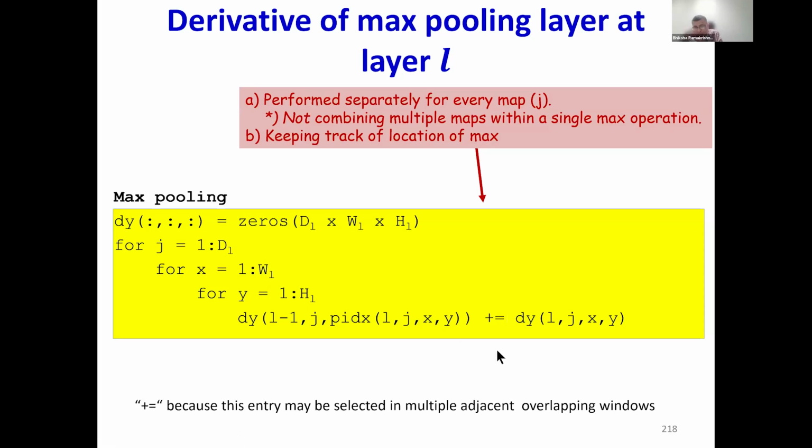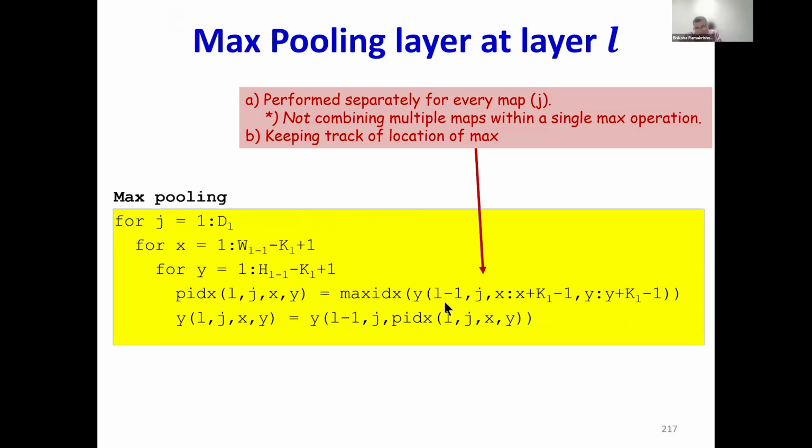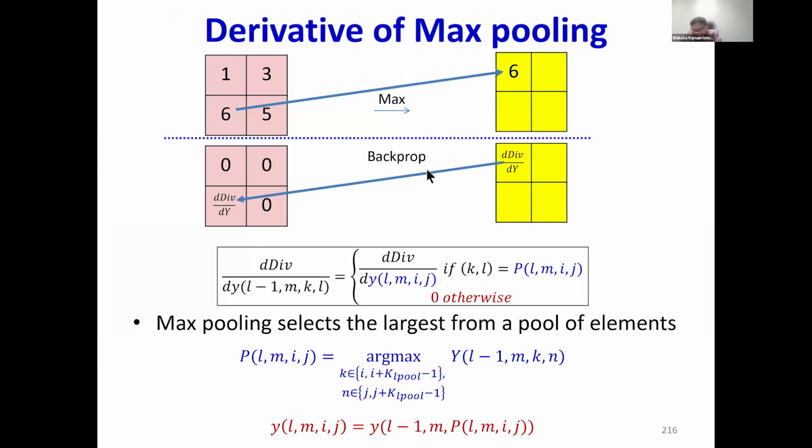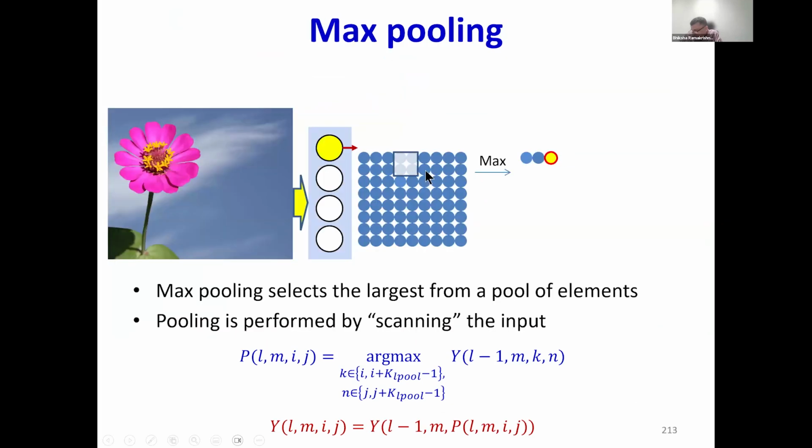We know that the previous layer element at this location was copied to the output, right? So the derivative at this element must just obtain the derivative from the output going back, and the rest of them obtain no derivative. But then what happens is that when you're scanning forward, the same element may be the maximum element in more than one window over here.